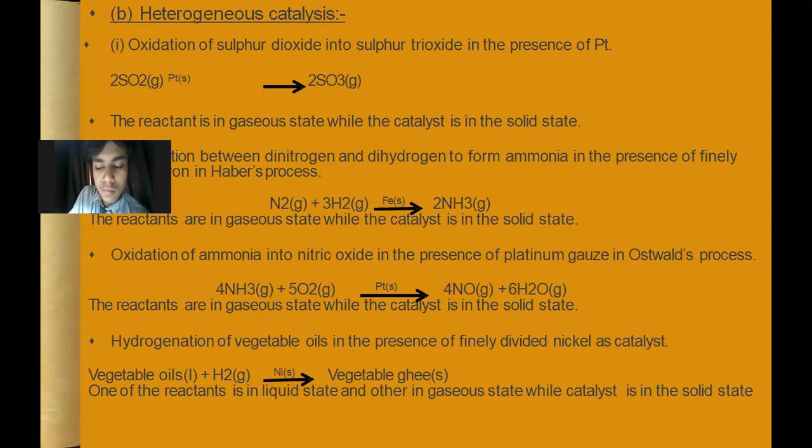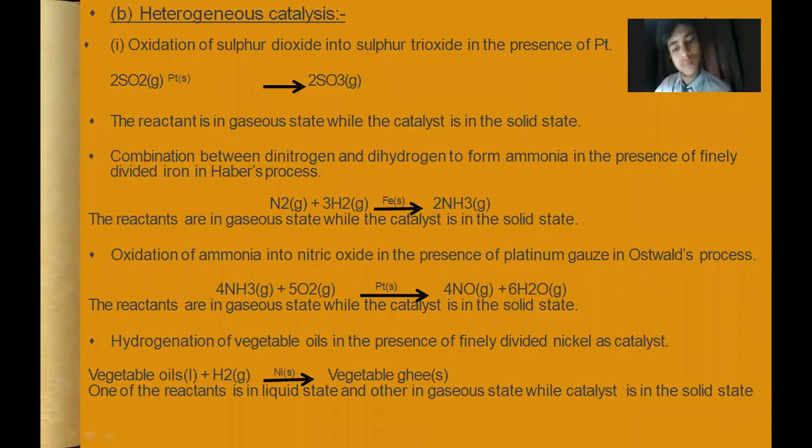Next is heterogeneous catalysis. Oxidation of sulfur dioxide into sulfur trioxide in the presence of platinum. I've already told you that d block elements are particularly used as catalysts, mostly used as catalysts. So platinum is used as the catalyst. Now you can see the reactant and products both are in gaseous state. Sulfur dioxide and sulfur trioxide both are in gaseous state but the catalyst is in solid state. So platinum is solid. So this is an example of heterogeneous catalysis. The reactant is in gaseous state while the catalyst is in solid state.